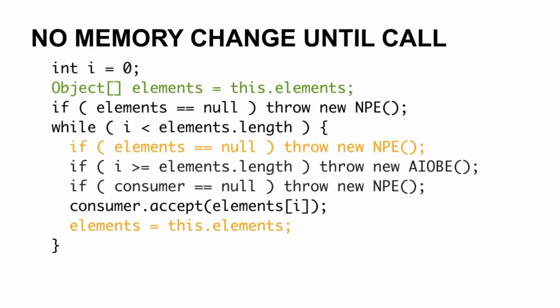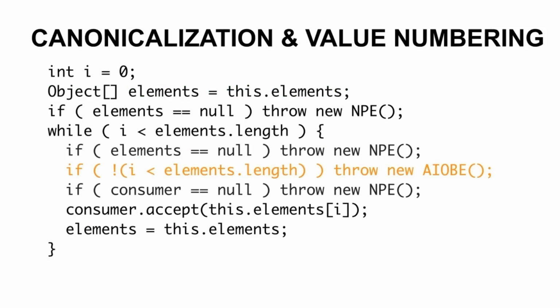Okay, what about the bounds check? Well, we can canonicalize our I greater than or equal to the element's length to not I less than the element's length. And now we have a common subexpression, or really global value numbering, that we can join together with the check as we come into the loop. And that can be eliminated as well, because we wouldn't have entered the loop if we could throw the array index out of bounds exception. So we don't need the check at all. And this is an improvement because we're only checking once per iteration.